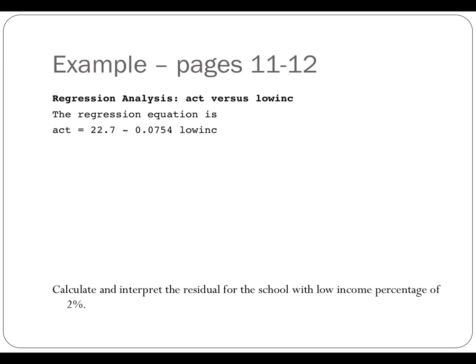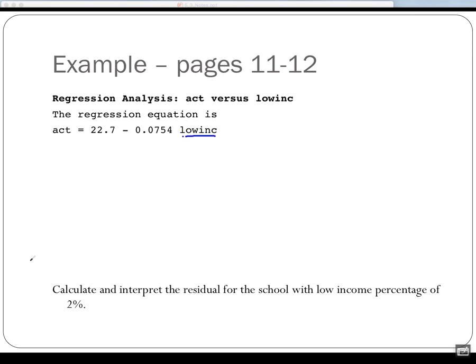Okay, so I'm going to ask you to calculate a residual. This is on the top of page 12. If you flip to the top of page 12, the data set that we are looking at looks at ACT versus the percentage of low-income students. So the percentage of low-income students was the X, and average ACT score for the school was the Y hat. This is the regression equation that you're given. So the question that I'm asking you here is at the bottom. Calculate and interpret the residual for the school that has a low-income percentage of 2%.